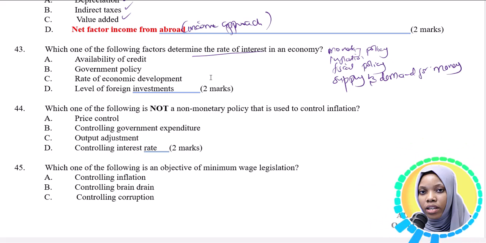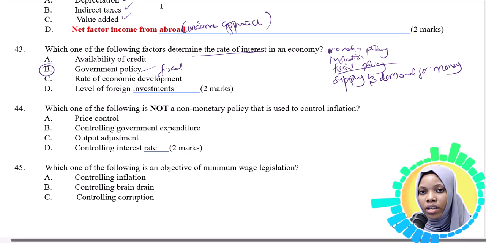So availability of credit is choice A. Choice B is government policy. Choice C is rate of economic development. Choice D is level of foreign investment. We have said there is fiscal policy as a factor determining the rate of interest in an economy, which is choice B. Government policy is a fiscal policy. So our answer here should be directly B, government policy, as a factor determining the rate of interest in an economy.